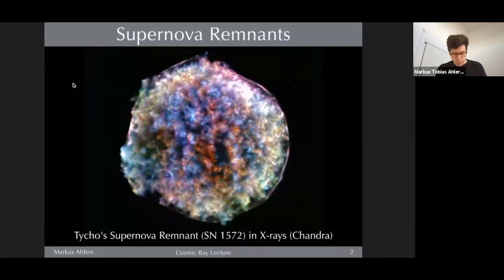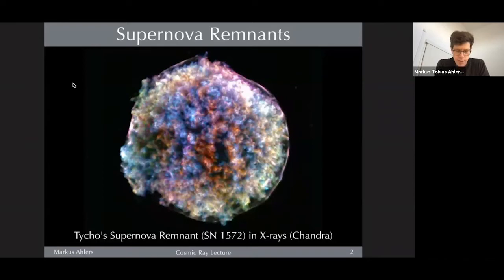This is actually a supernova remnant, which was observed by Tycho Brahe 500 years ago, which was not originating from a core collapse supernova. There's an alternative mechanism for supernova, which is called a type 1a supernova, which is a thermonuclear explosion triggered by the accumulation of gas onto the surface of a white dwarf, which can trigger a thermonuclear explosion at a critical mass. But both of these supernovae create remnants, and this is here a remnant from a type 1a supernova.